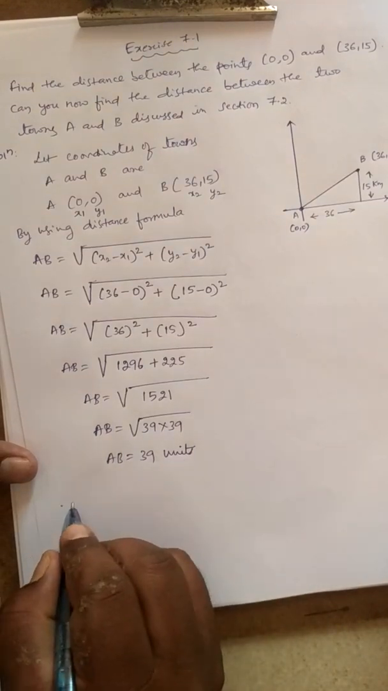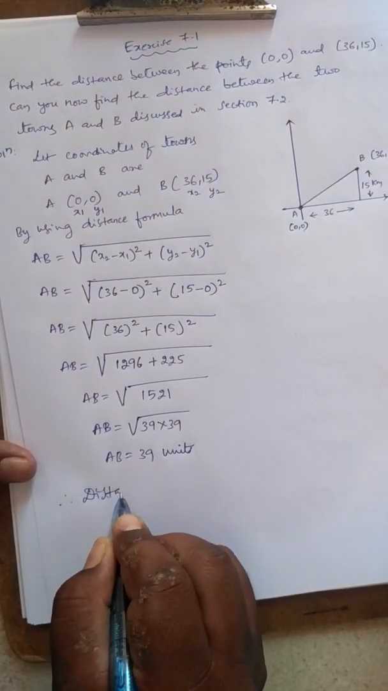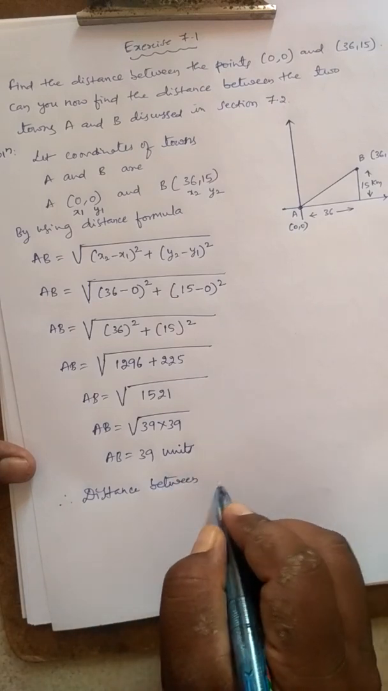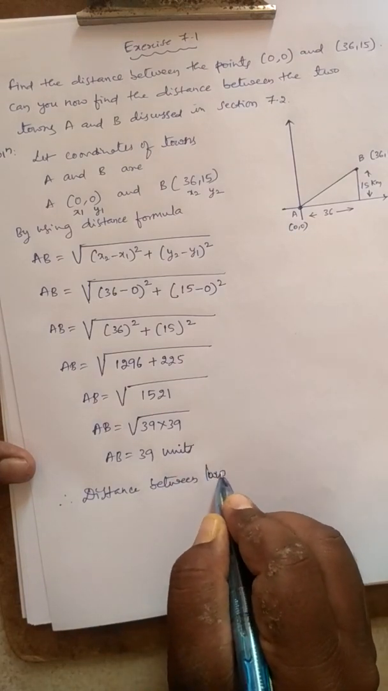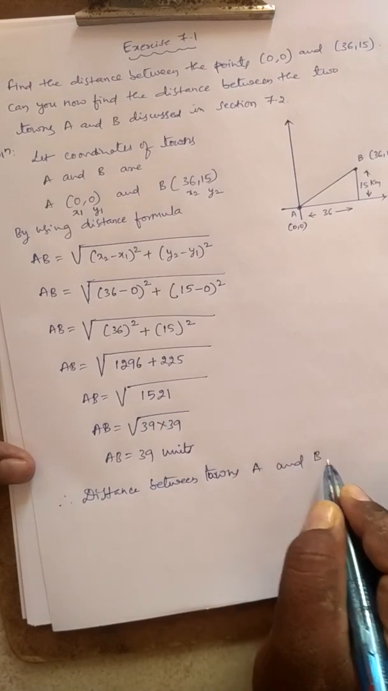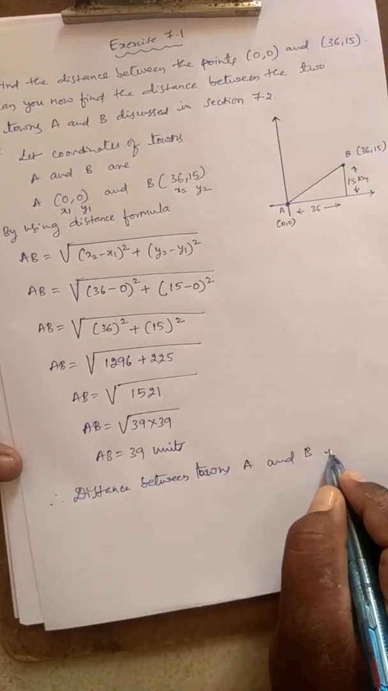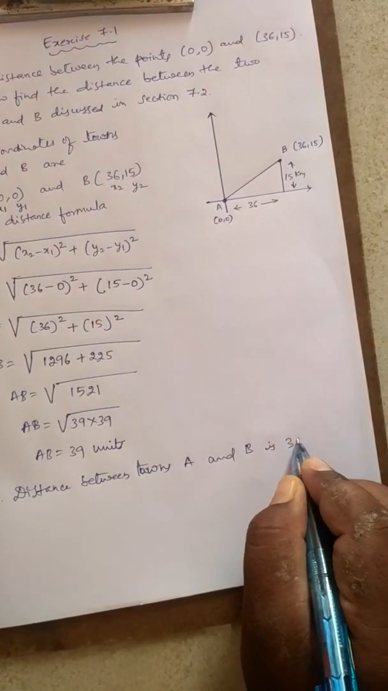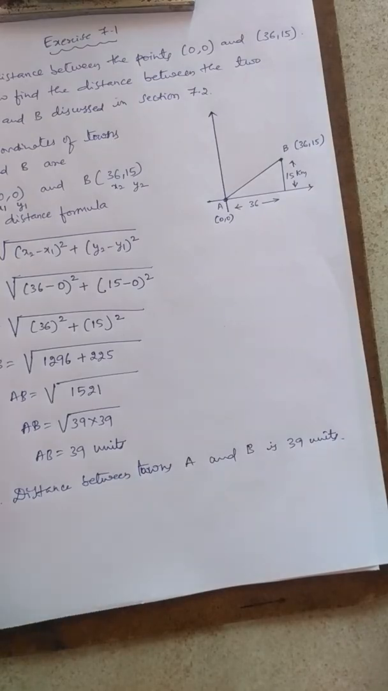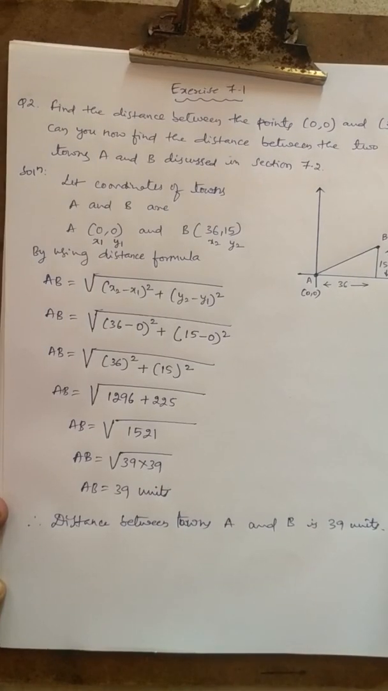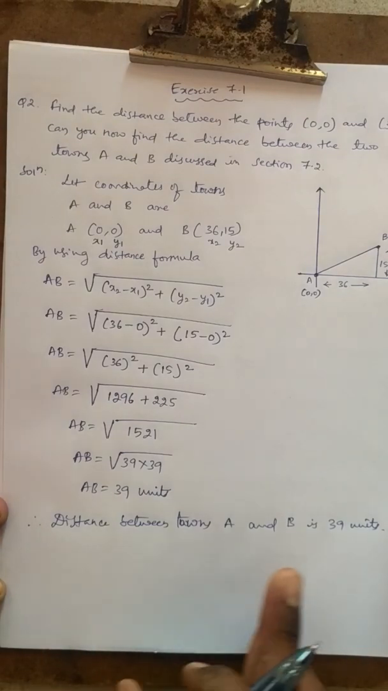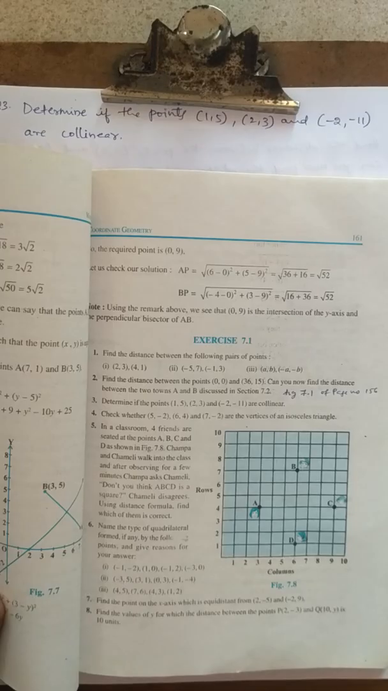Therefore, the distance between towns A and B is 39 units. So now we solved the distance between the towns A and B, that is 39 units.